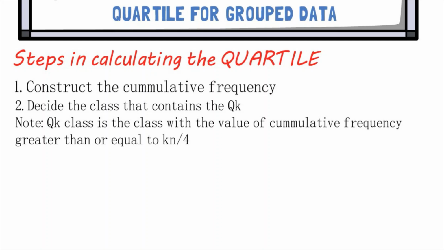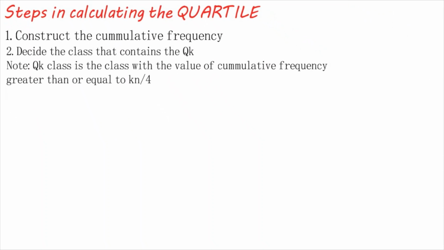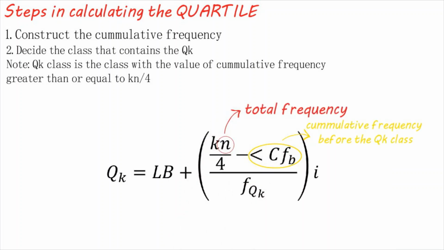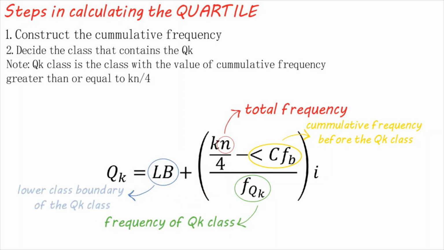After that is gagamitin na natin ang ating formula for the quartile. So ang formula natin ay Q sub k is equal to LB plus the quantity k times n divided by 4 minus less than CF sub B divided by F sub k times I. Ang value naman ni less than CF sub B ay ang cumulative frequency before the Q sub k class. Si F sub k ay ang frequency ni Q sub k class. Ang LB naman stands for the lower class boundary of the Q sub k class. At si I naman ay ang ating class width or ang ating class interval.